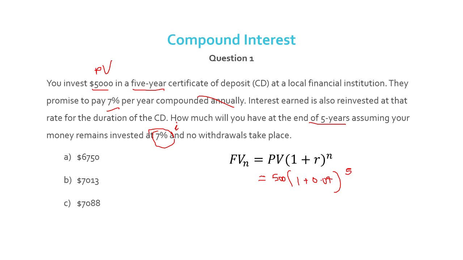If you calculate that on a calculator, 5,000 is our starting balance. It's going to give you an amount just under $7,013. So rounding factored into that, our answer is going to be B, 7,013.